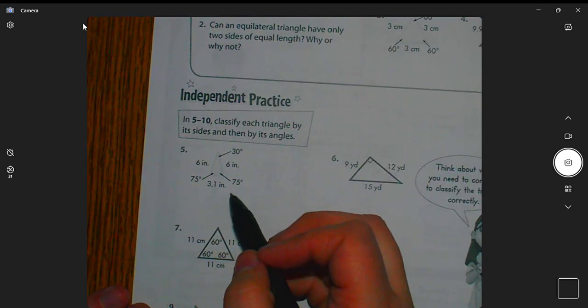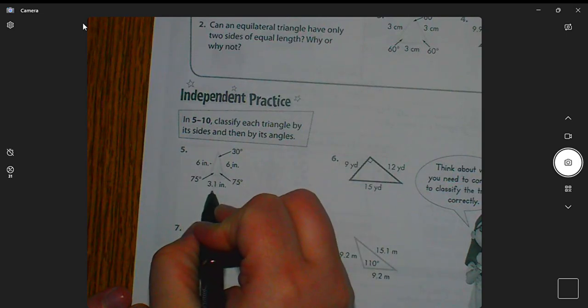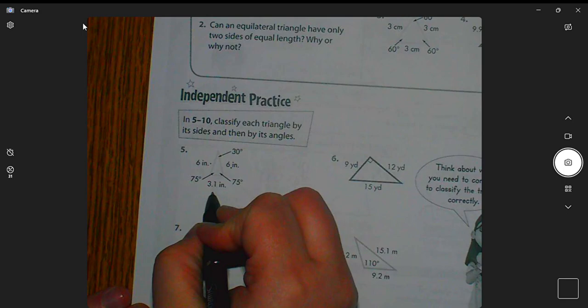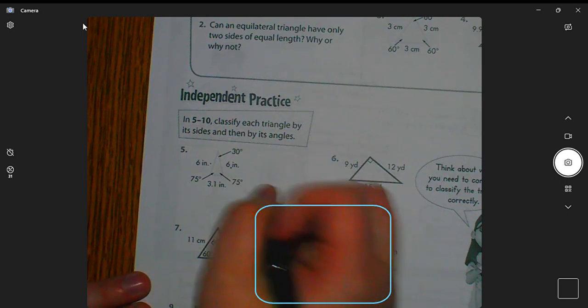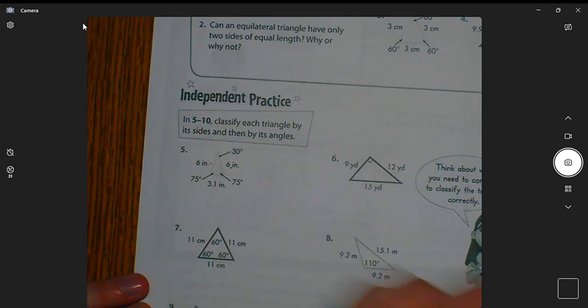Let's look at number 5. I'm going to classify this first by its sides and then by its angles. So 6, 6, 3 and 1/10 inch. Do I have two sides that measure the same? I do. So if it has at least two sides that measure the same, what would it be? Would it be a scalene, isosceles, or an equilateral? You're right, it would be an isosceles.